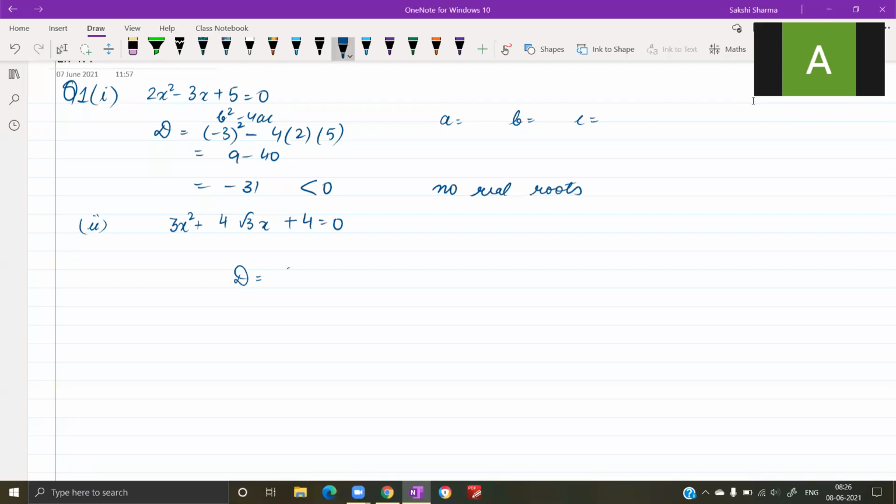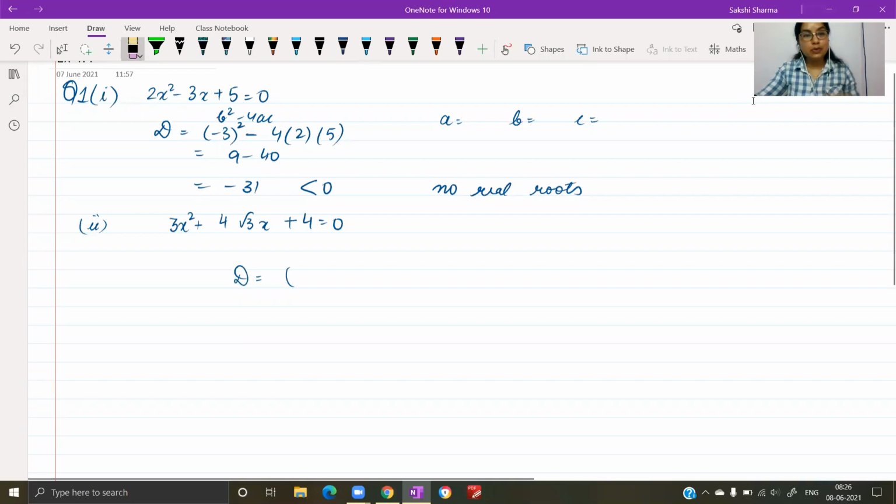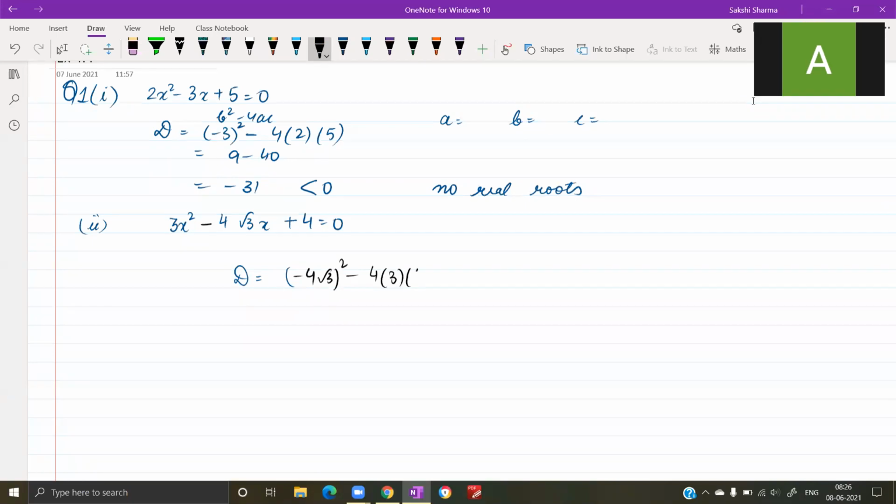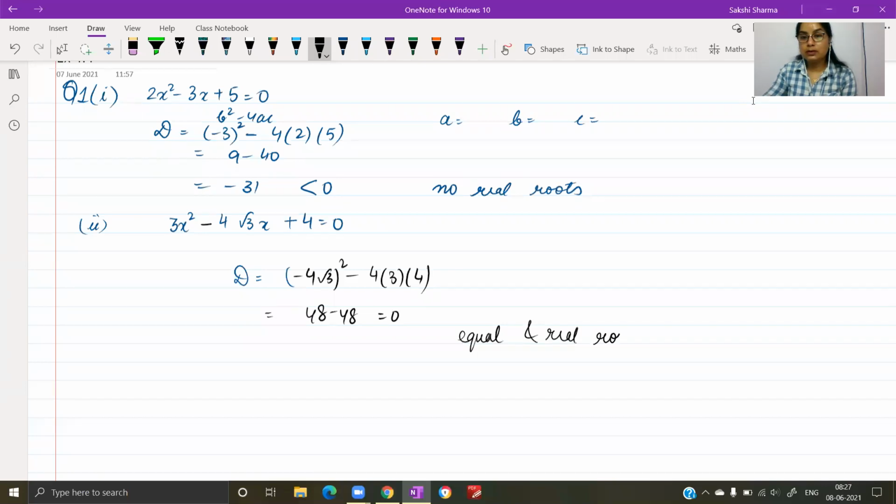It will be minus 4 root 3 whole squared, minus 4 into 3 into 4, is equal to 48 minus 48, is equal to 0. And what type of roots will we have? It will have equal and real roots. So in this case, we will find out the roots.